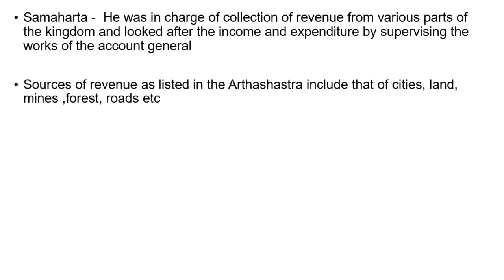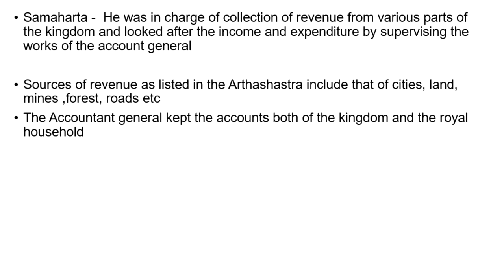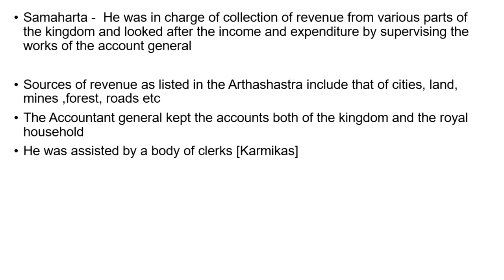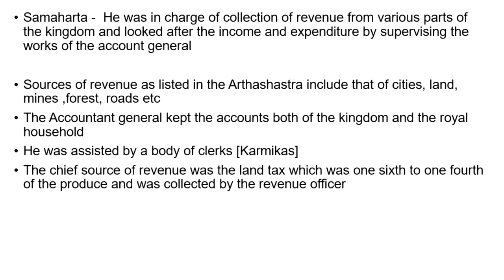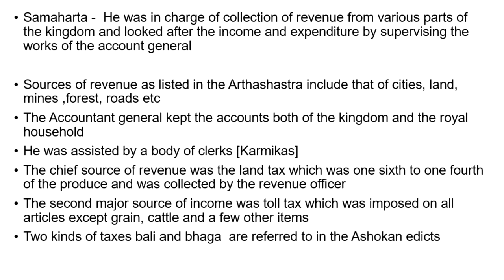Sources of revenue as listed in the Arthashastra include that of cities, land, mines, forests, roads, etc. The account general kept the accounts both of the kingdom and the royal household. He was assisted by a body of clerks, Karmikas. The chief source of revenue was the land tax, which was 1/6 to 1/4 of the produce and was collected by the revenue officer. The second major source of income was toll tax, which was imposed on all articles except grain, cattle and a few other items. Two kinds of taxes, bali and bhaga, are referred to in the Ashokan edicts.